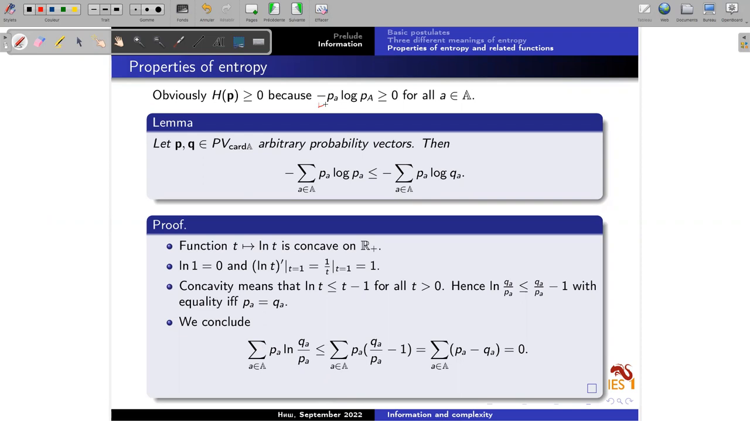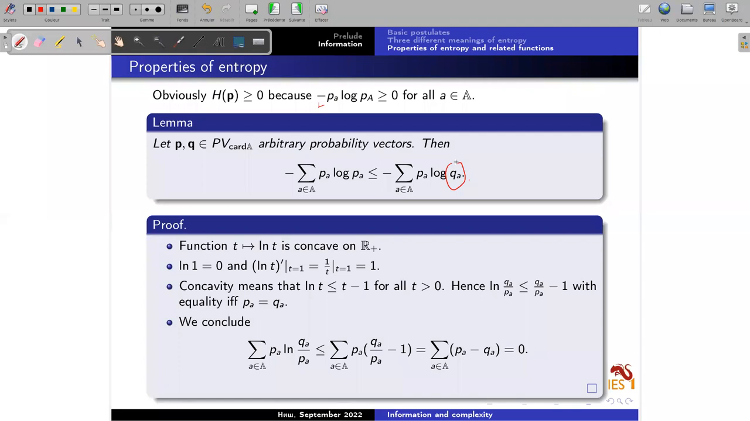Now you have a technical lemma that is very useful: if you have two arbitrary probability vectors on the same alphabet, then the sum here is always majorized by the sum where you have replaced the P by Q here. And the proof is extremely simple, so I give you below.